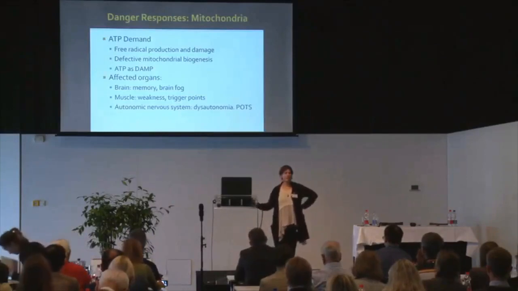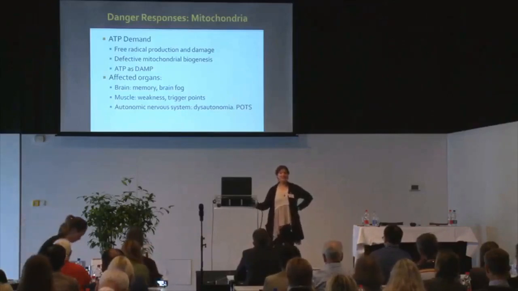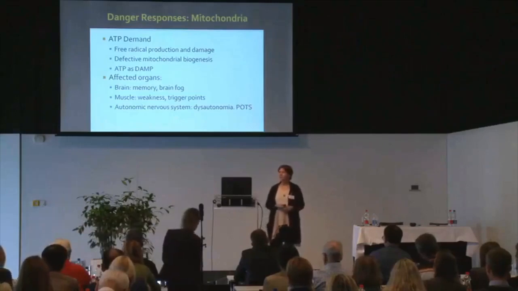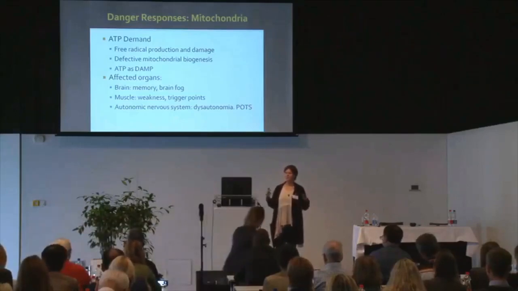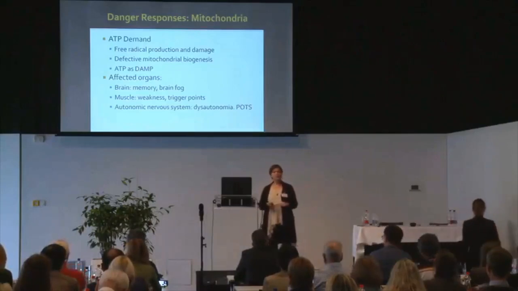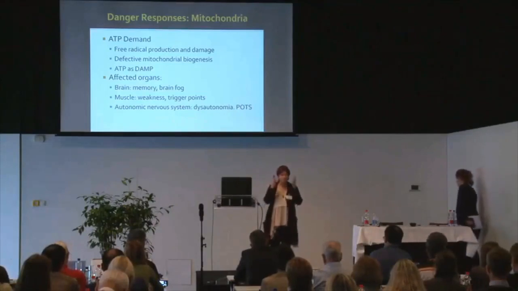Mitochondria are important in a danger response because that's where we get our energy. And so if you're in danger, you need to be able to fight or run away. You need the energy for that. We see increased blood flow to muscles, to brain, to vision, so you can think, so you can see better.